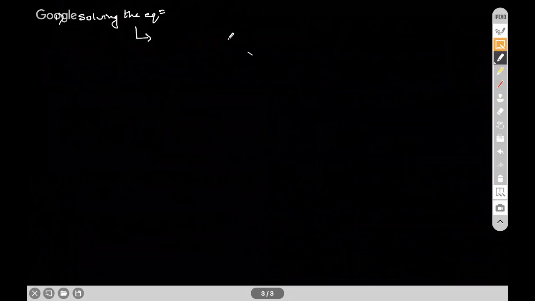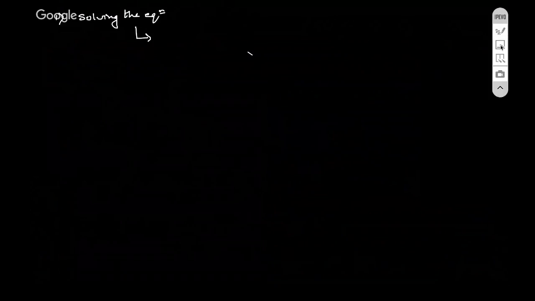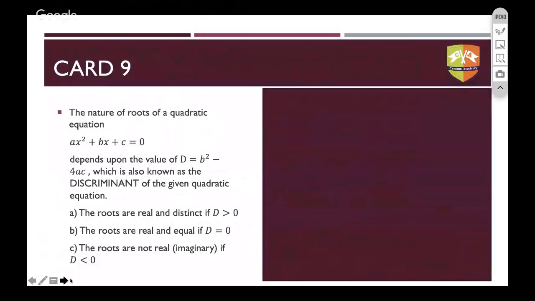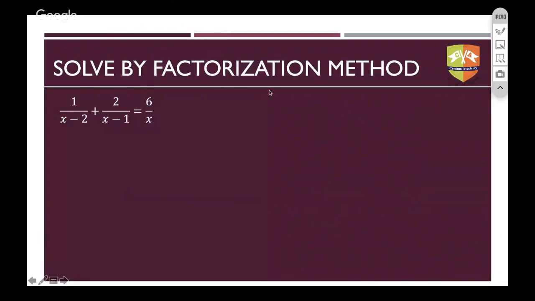So please be very, very careful while you are solving the equation, as in what kind of method they are asking. If you see in the next slide, they are saying solve by factorization method. We just solved this question. This is actually a CBSE question.